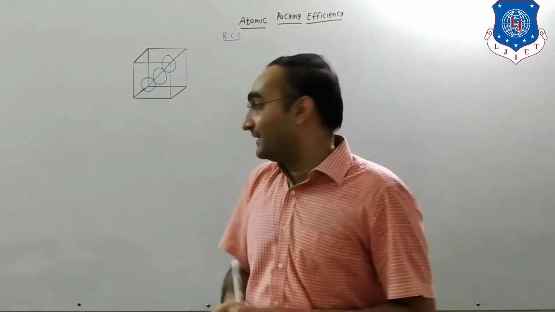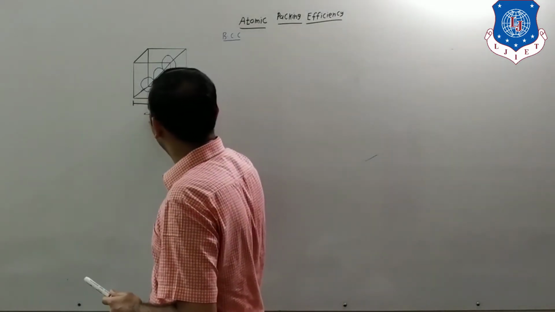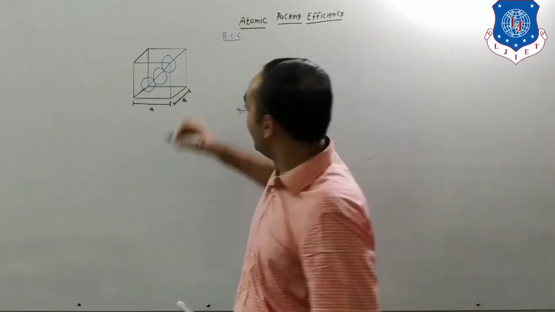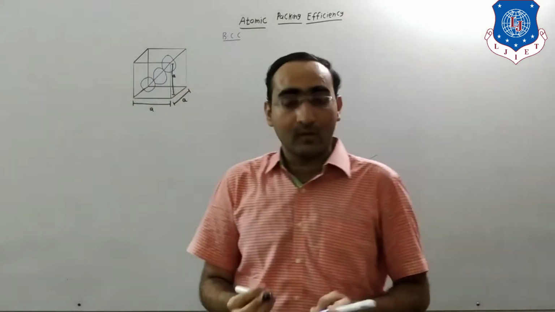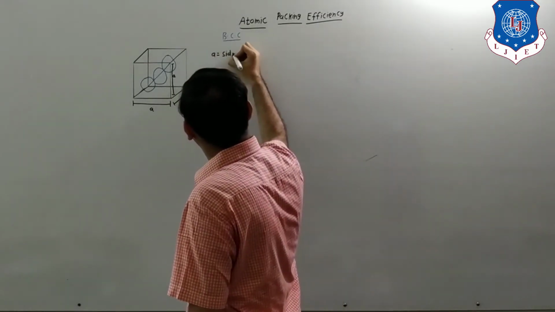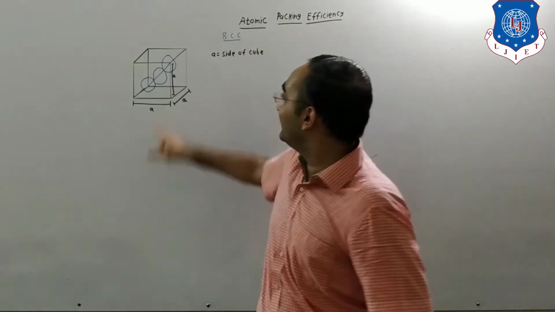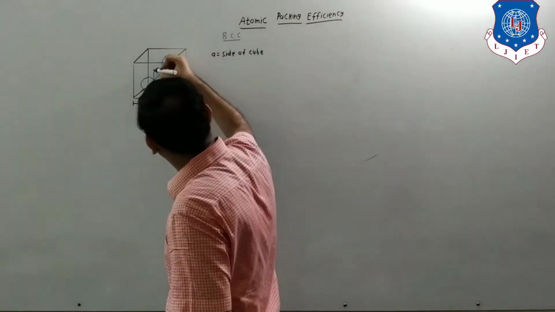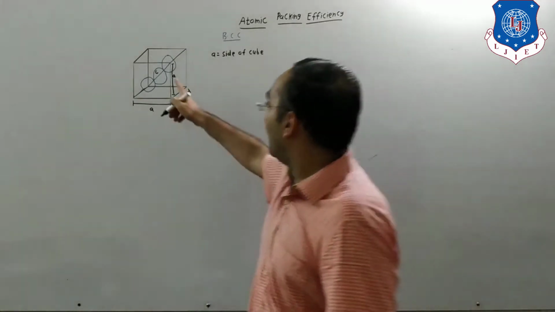Now, as discussed earlier, this is A length, this will also be A length. And here, this length will also be A, because it is a side of a cube. A is equal to side of cube. Now, this is a diagonal line. It is not the side of the cube, so it will become C.